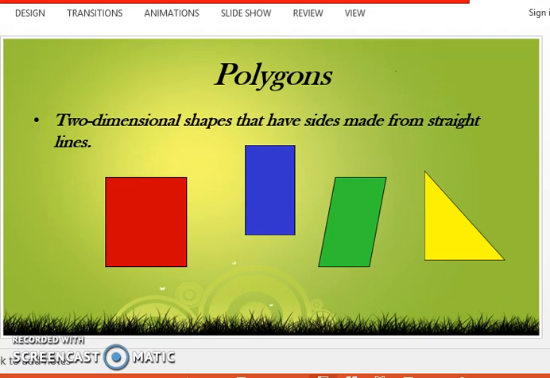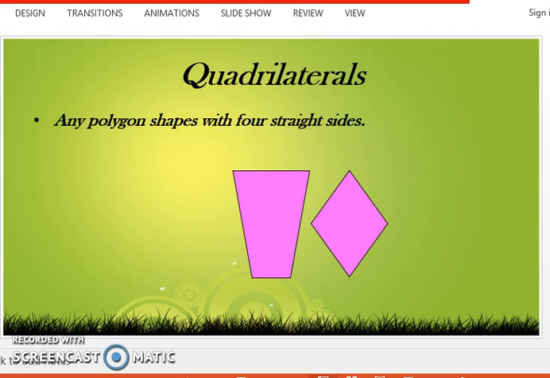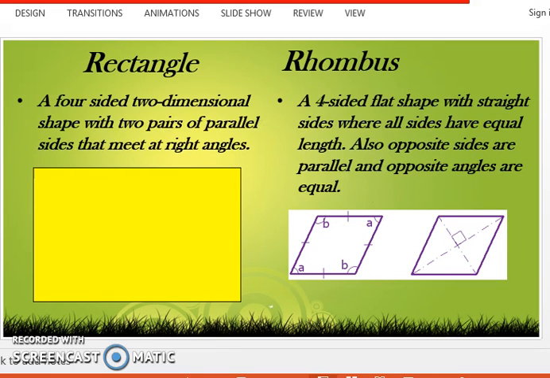Polygons. Two-dimensional shapes that have sides made from straight lines, that is, only made up of line segments, and that have been closed, are called polygons. Any polygon which has four line segments or four straight sides is called a quadrilateral. There are certain examples of quadrilaterals. First is the rectangle. It is a four-sided two-dimensional shape which has two pairs of parallel sides that intersect each other at a right angle.